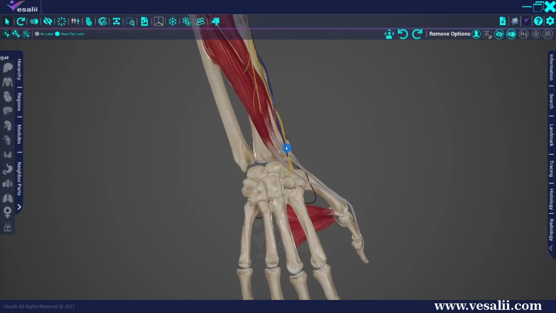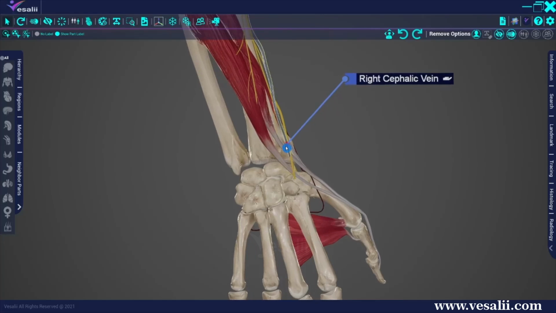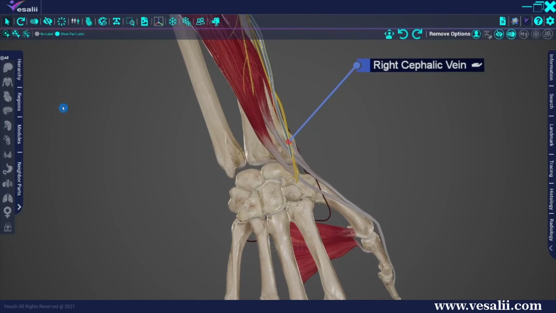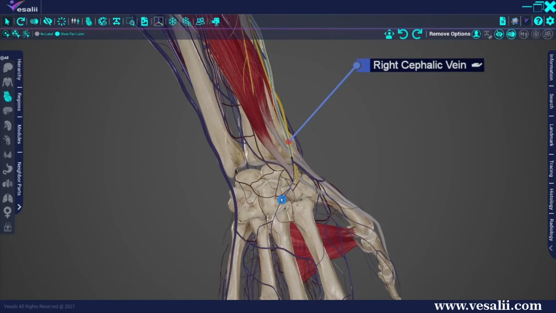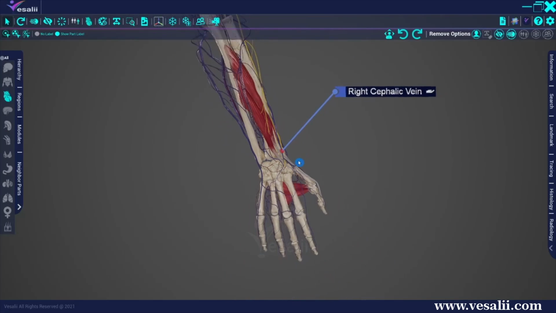The cephalic vein can also be recognized in the radial fossa, as it arises from the dorsal venous network and ascends to reach the anterior lateral aspect of the forearm.